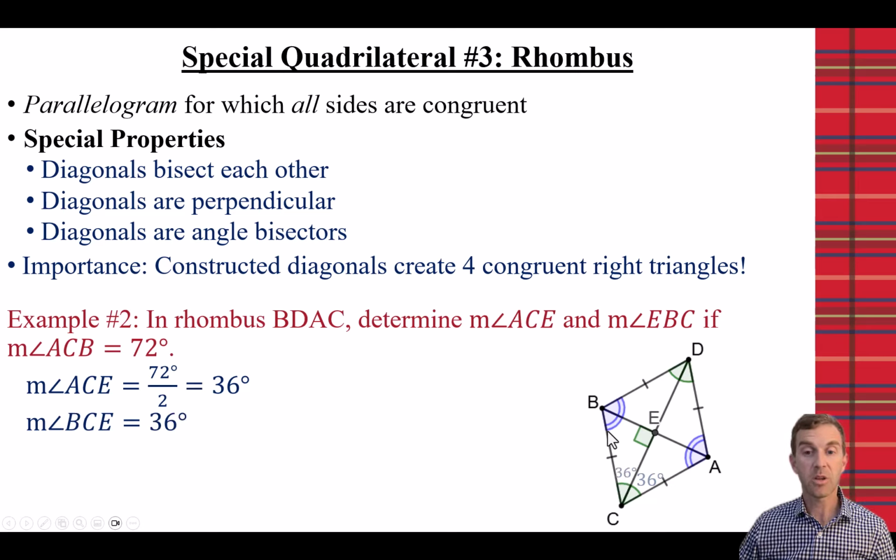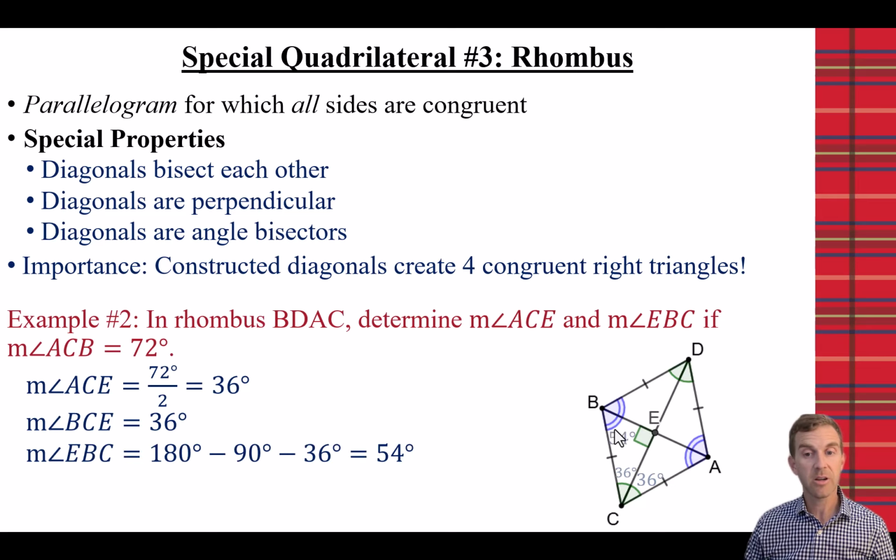Now this is helpful because we're looking at now this right triangle, and we know that in a right triangle, the interior angles must measure 180 degrees in their sum. So if we subtract 90 and 36 from 180 degrees, we'll get 54 degrees for angle EBC. And if you think about the larger angle we just discussed, it was 108 degrees. 108 divided by 2 is 54 degrees.